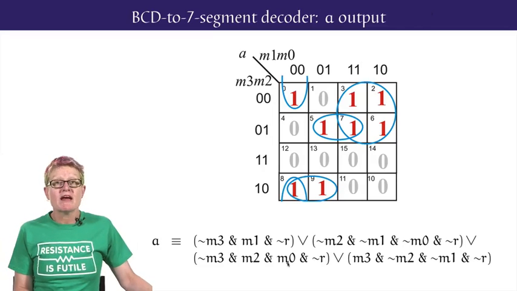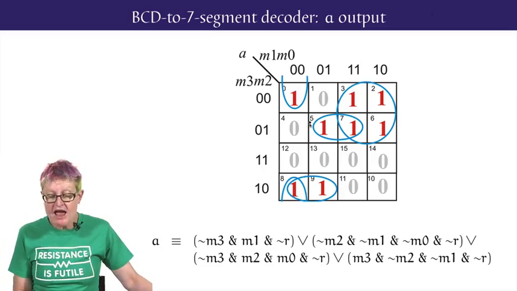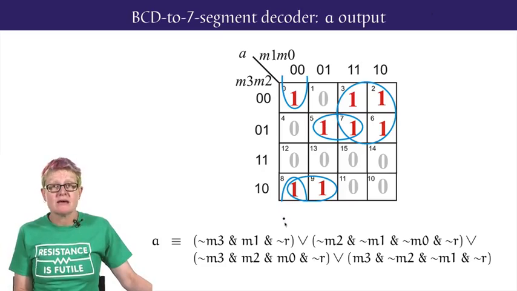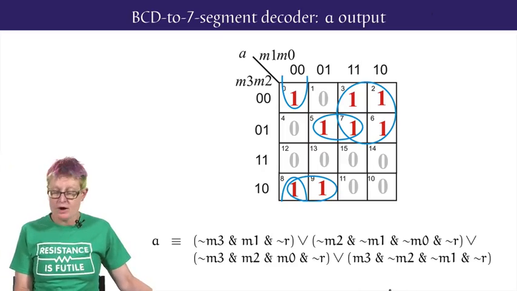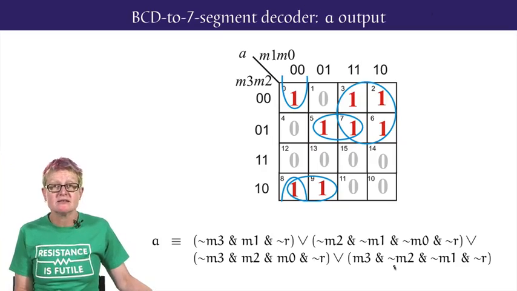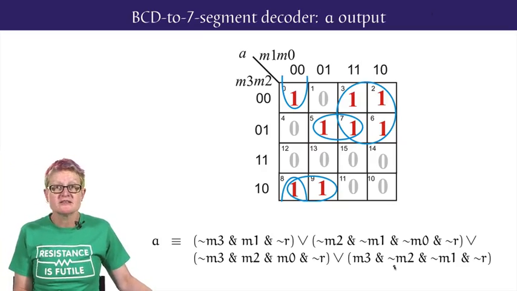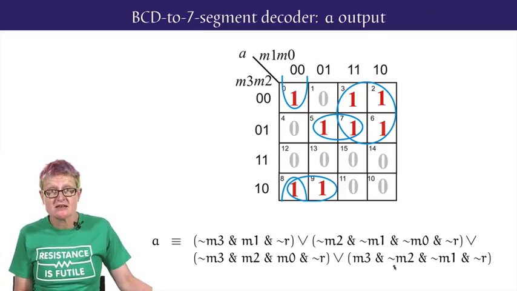This size 2 loop around cells 5 and 7 is better than a size 1 loop around cell 5 on its own. And then finally, we have the size 2 loop of cells 8 and 9. This cancels M0, and the resulting conjunction is M3 and not M2 and not M1 and not R. Again, this size 2 loop around cells 8 and 9 is better than taking a size 1 loop around cell 9 on its own. Again, notice that it's okay to cover some cells by 2 loops. Here, that's the case for cells 7 and 8. This is fine because it's resulting in larger loops.